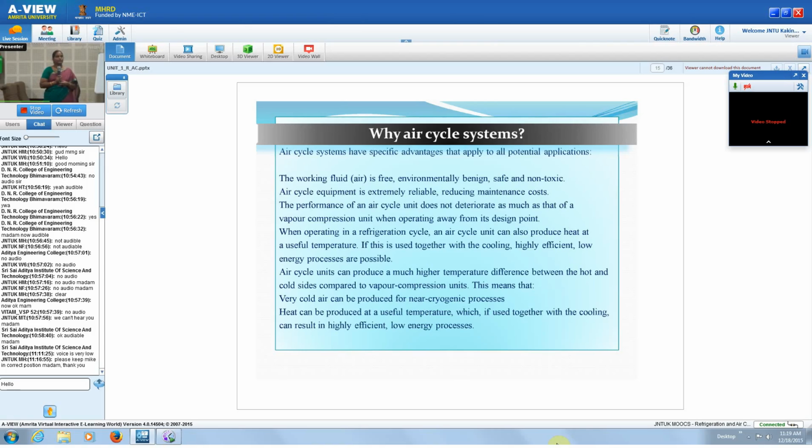Heat can be produced at a useful temperature which, if used together with the cooling, can result in a highly efficient and low energy process. So air cycle refrigeration has importance mainly because we can get the required COP, and because air is freely available we can make use of it, and it is also non-toxic and safe.